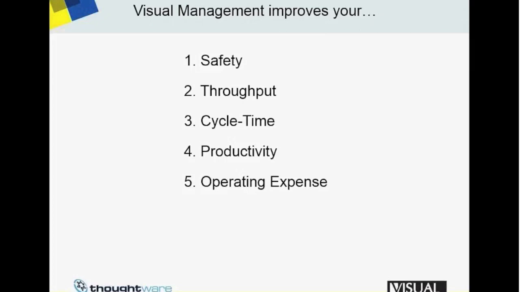Fourth is productivity. We want to get that throughput and that time reduction with the same assets, the same resource base. We want to do that by standardizing our procedures, making them visually displayed, accurate, complete, and visible. And finally, operating expense. We want what I call no red ink waste.